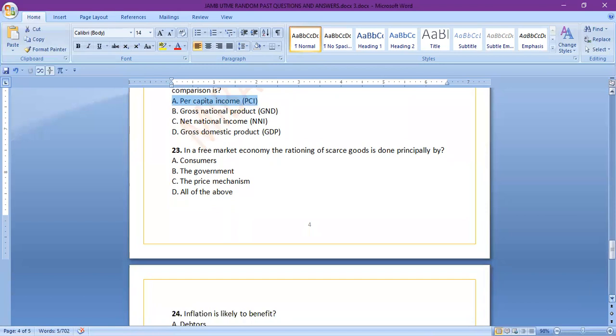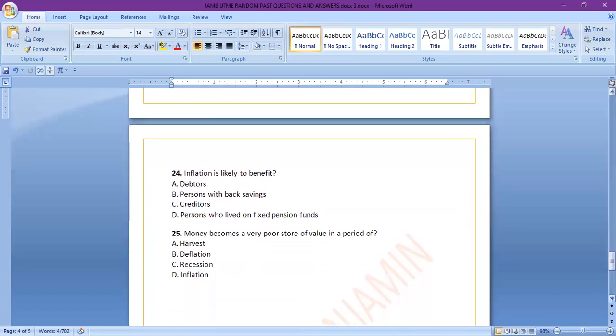Number 23, in a free market economy, the rationing of scarce goods is done principally by A, the consumer, B, the government, C, the price mechanism, D, all of the above. In a free market, capitalist economy, we've discussed this already. That is done by the price mechanism. The price mechanism is what determines the rationing of scarce goods in a free market economy.